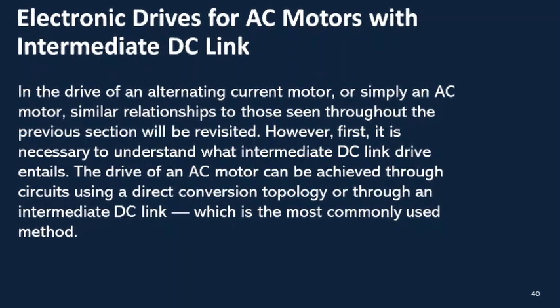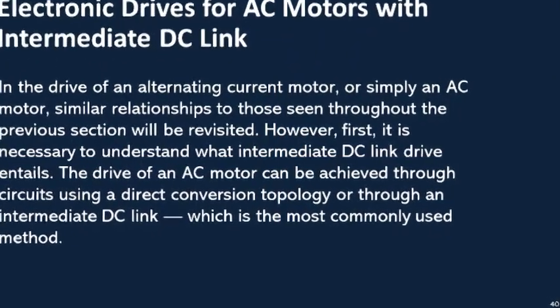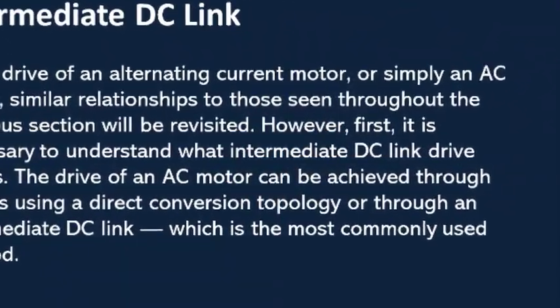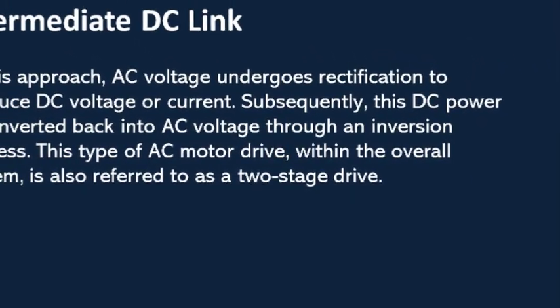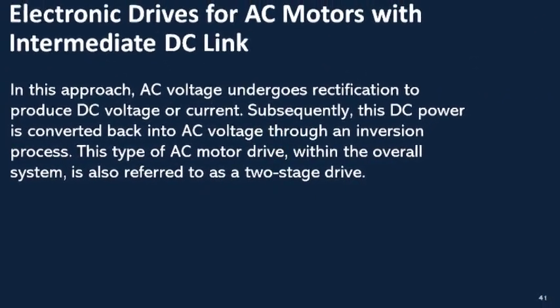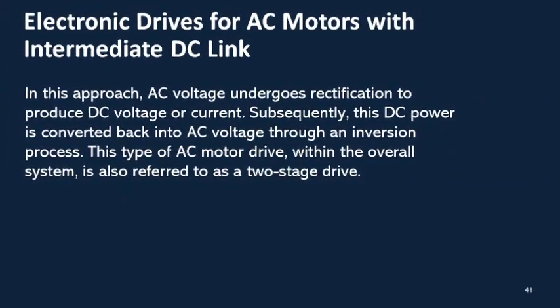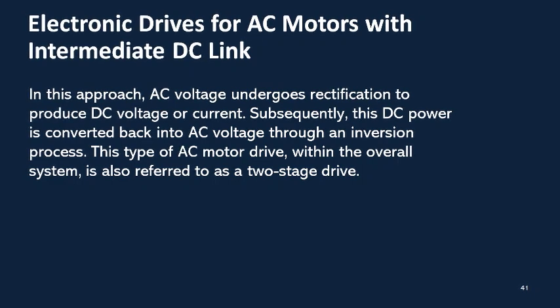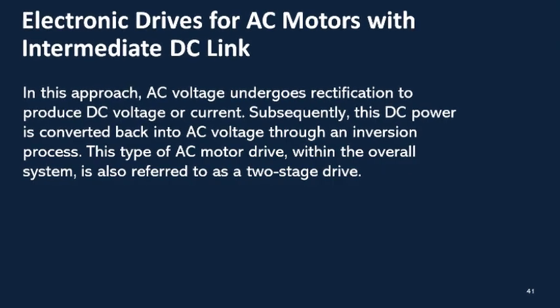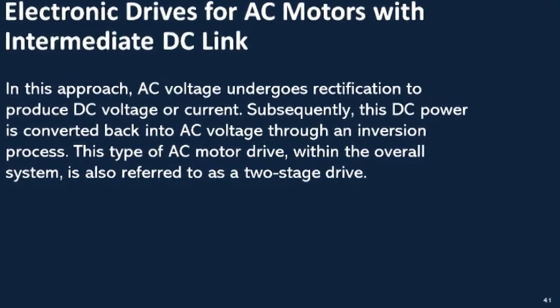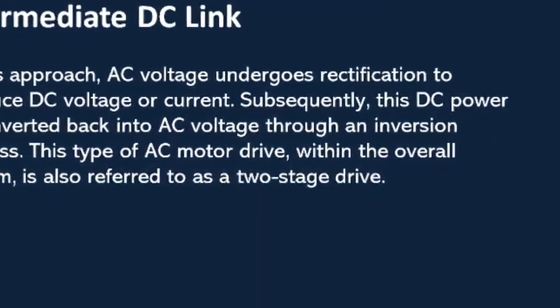This approach to driving AC motors involves circuits that utilize either direct conversion topologies or, more commonly, an intermediate DC link. In this approach, AC voltage is initially rectified to generate DC voltage or current. This DC power is then converted back into AC voltage through an inversion process. This type of AC motor drive, within the broader system, is often referred to as a two-stage drive.